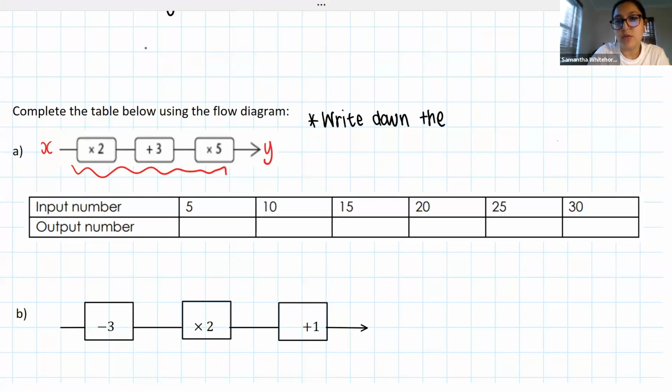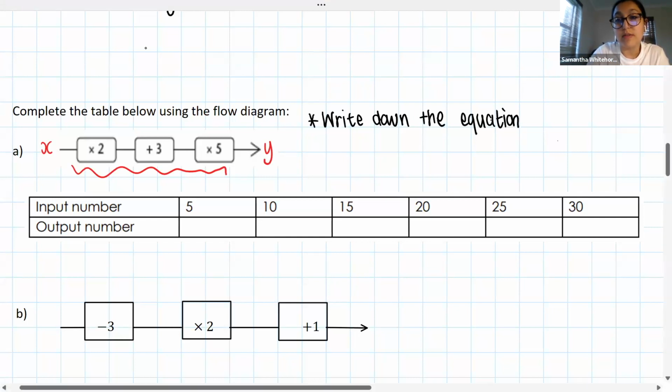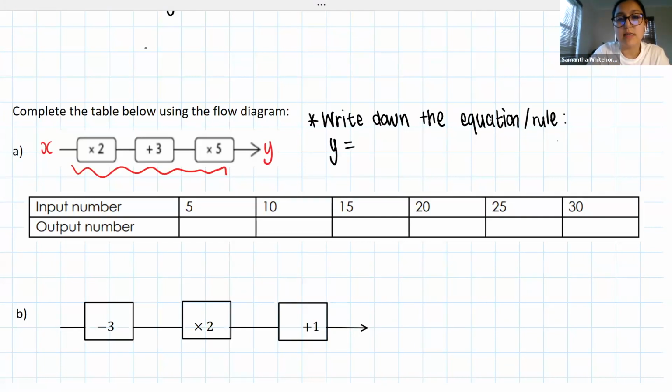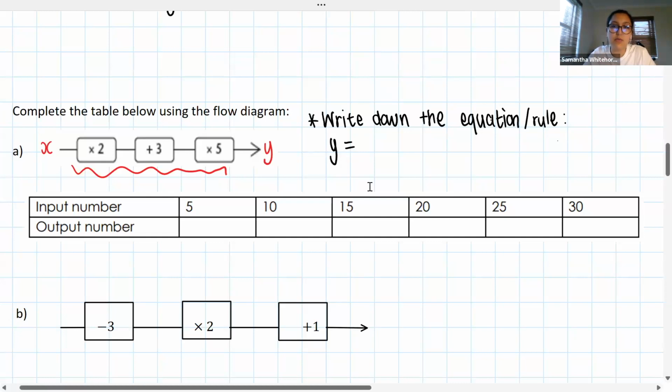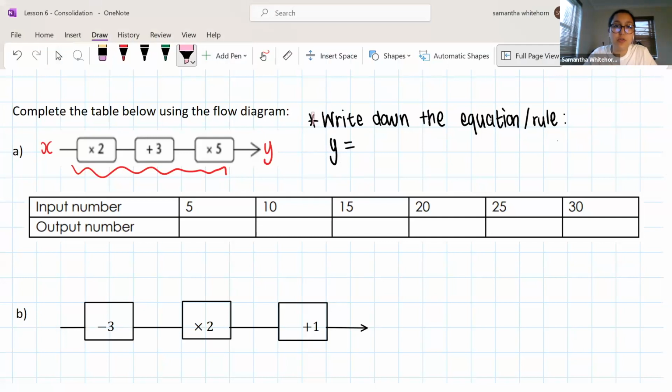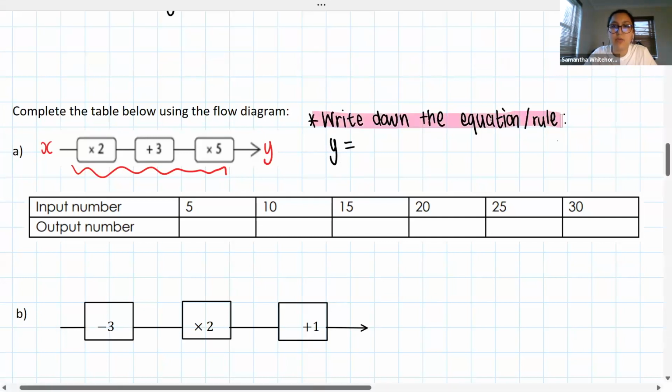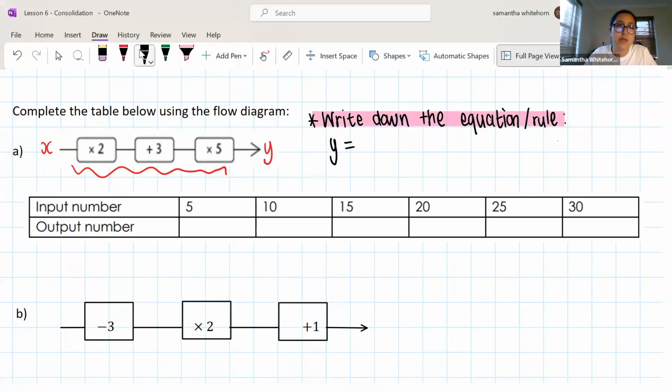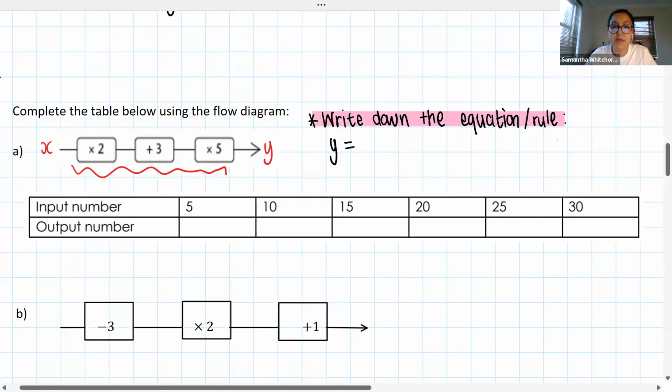So when I ask for the equation or the rule, what I'm asking for is what we just did earlier, the y equals and then some rule. So let's first start with that. Let's write down our rule. Okay, so just listen to me. I want you to first write down the rule. We will fill in the table in a second. First, write down the rule for me, okay? Because we need to practice this stuff. This is going to be very, very important as you move on.